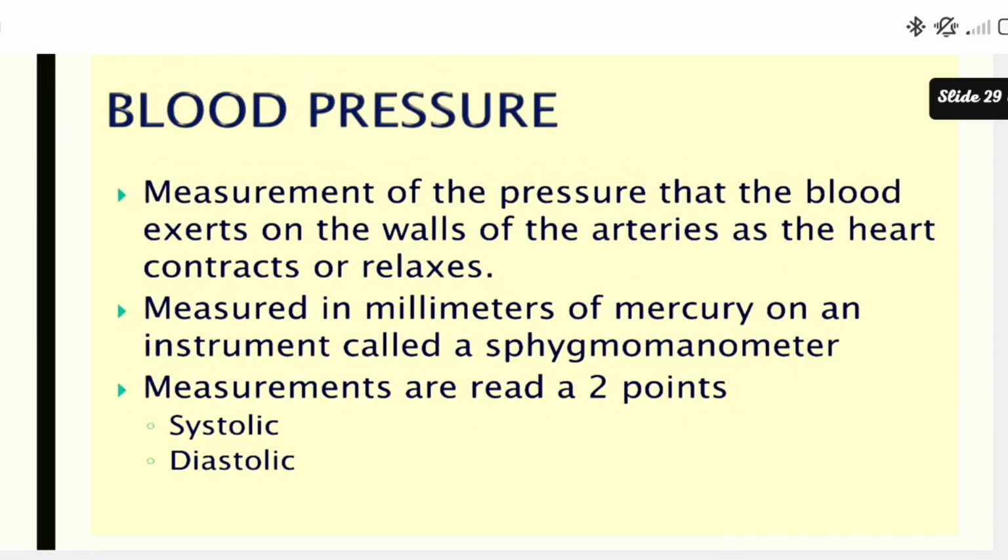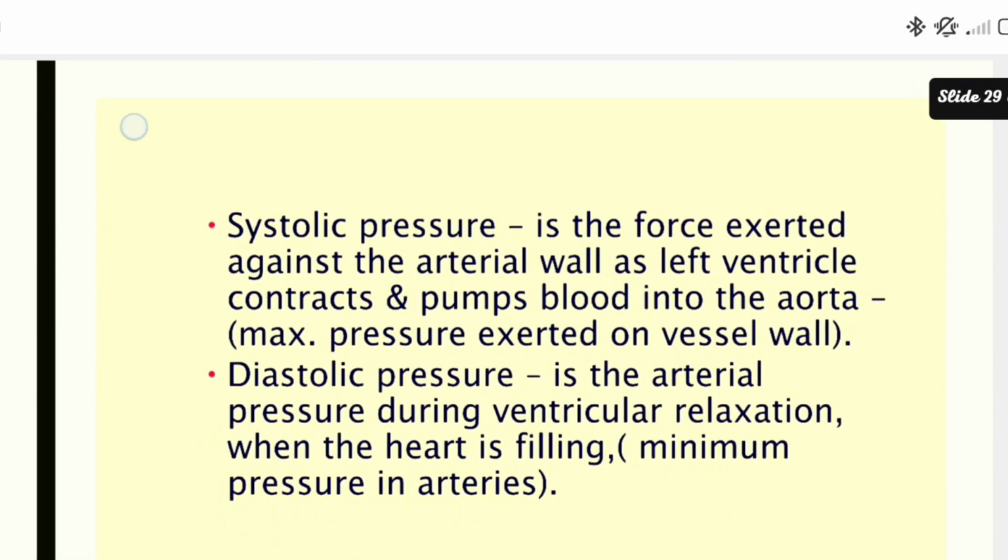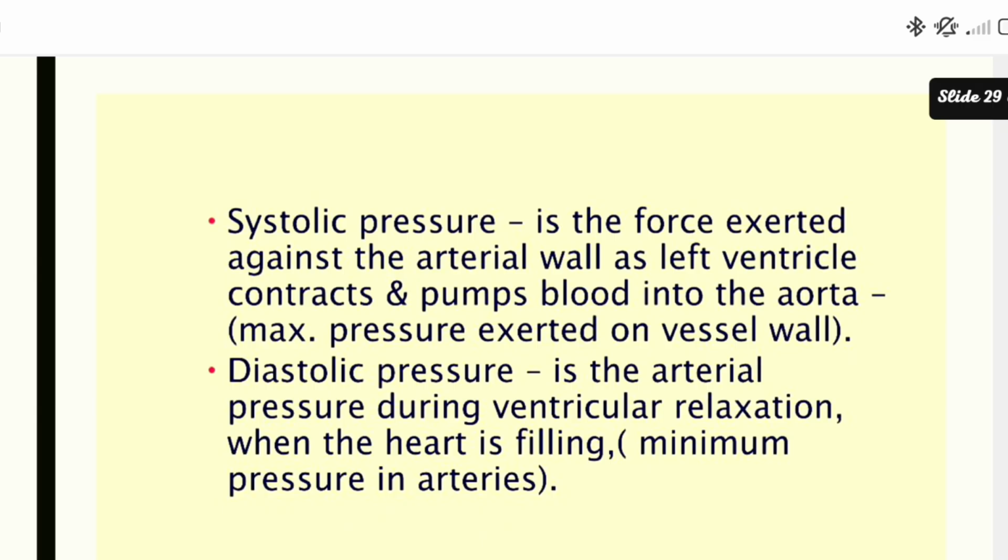And then we discuss the next vital sign, that is blood pressure. Blood pressure is the measurement of the pressure that the blood exerts on the wall of the artery as the heart contracts or relaxes, right? Measured in millimeters of mercury, mmHg. So blood pressure is measured by the instrument called sphygmomanometer. It is read as two points, systolic and diastolic. Systolic pressure is the force exerted against the arterial wall as the left ventricle contracts and pumps blood into the aorta. So it is the maximum pressure exerted on the vessel wall, right?